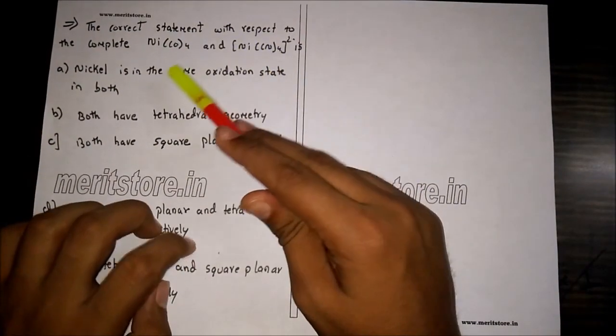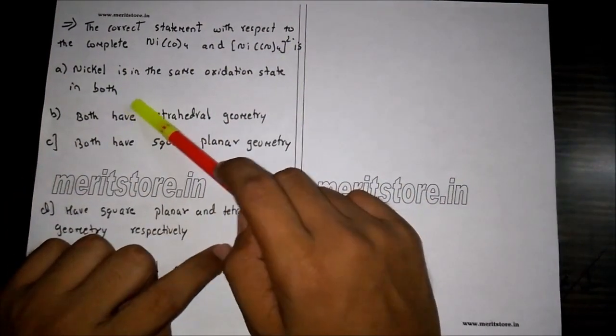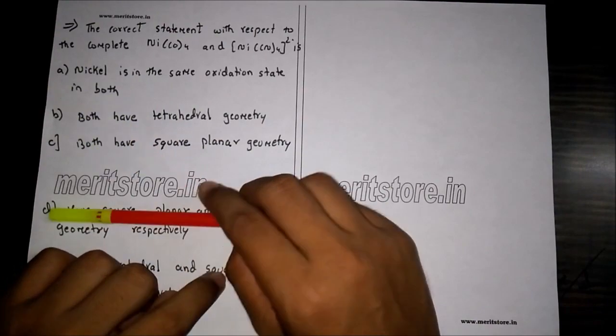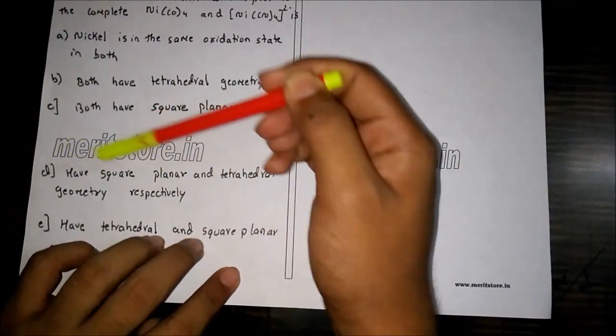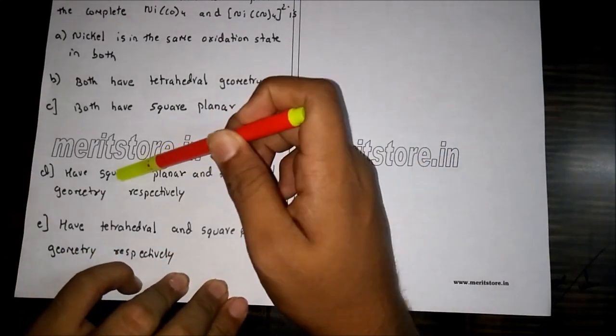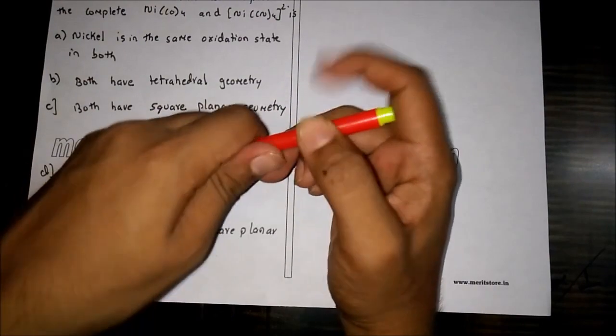The correct statement with respect to the complexes Ni(CO)4 and [Ni(CN)4] 2 minus is: A, Nickel is in the same oxidation state in both. B, Both have tetrahedral geometry. C, Both have square planar geometry. D, Have square planar and tetrahedral geometry respectively, or E, Have tetrahedral and square planar geometry respectively.